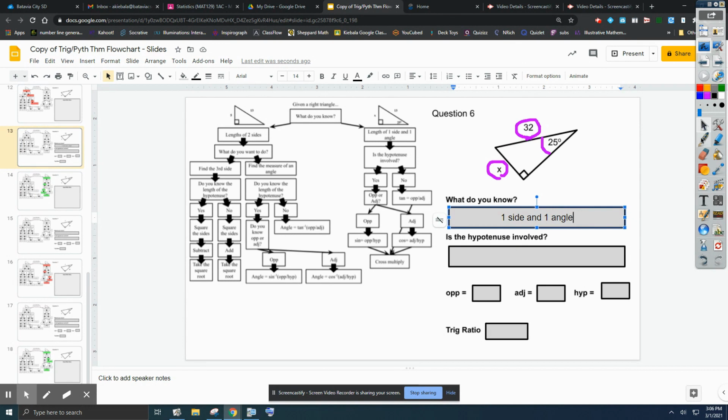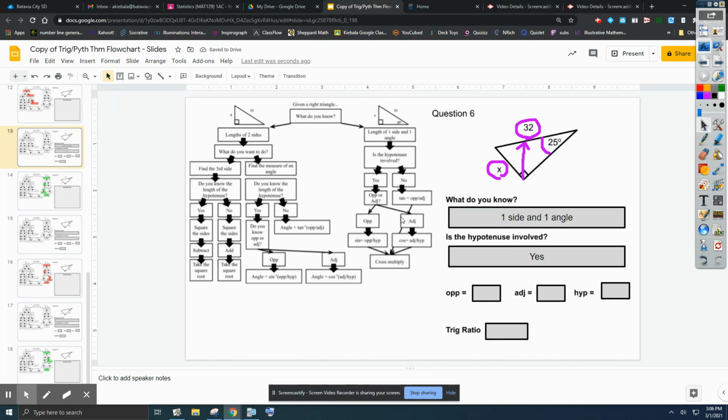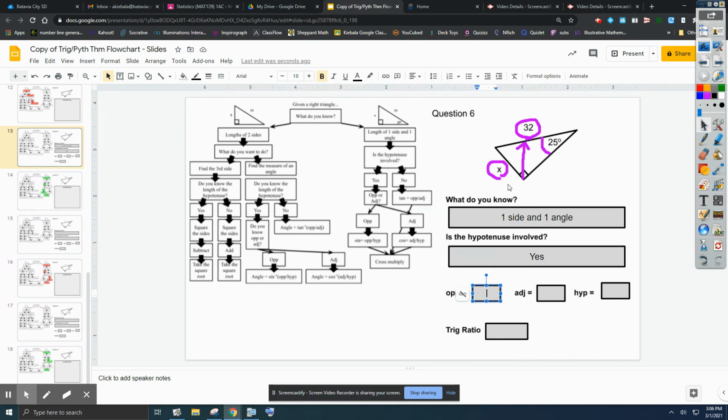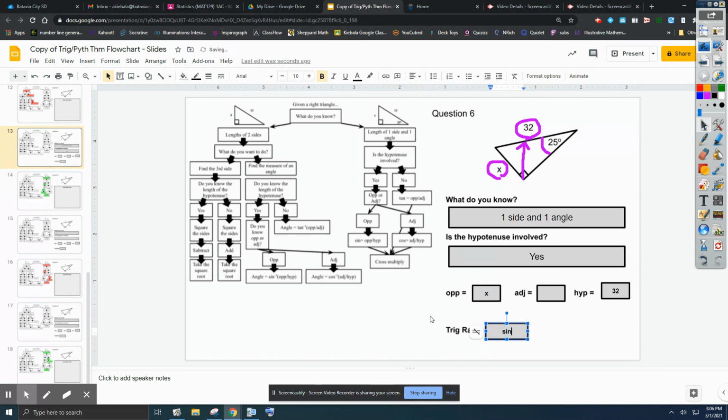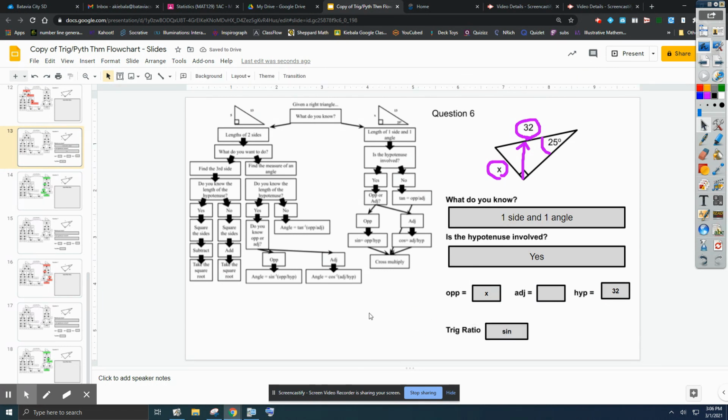Is the hypotenuse involved? So go across from the 90 degree angle. It does have a label, it has a number. So is the hypotenuse involved? Yes. Right now, in order to figure out which trig function, the opposite is actually x, the adjacent is blank, so let's leave this blank, and the hypotenuse is 32. So if we're trying to find the opposite, given the hypotenuse and the angle, we're going to use sine. That's the trig ratio.